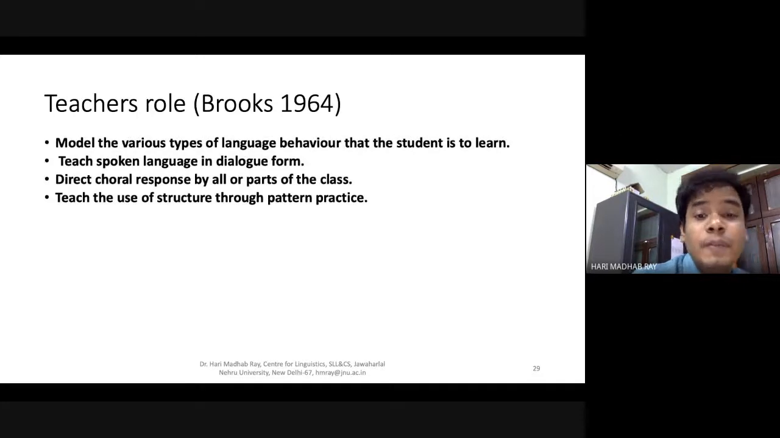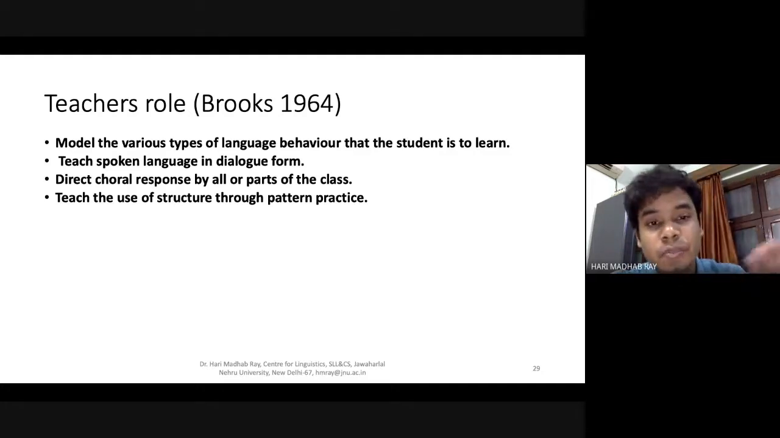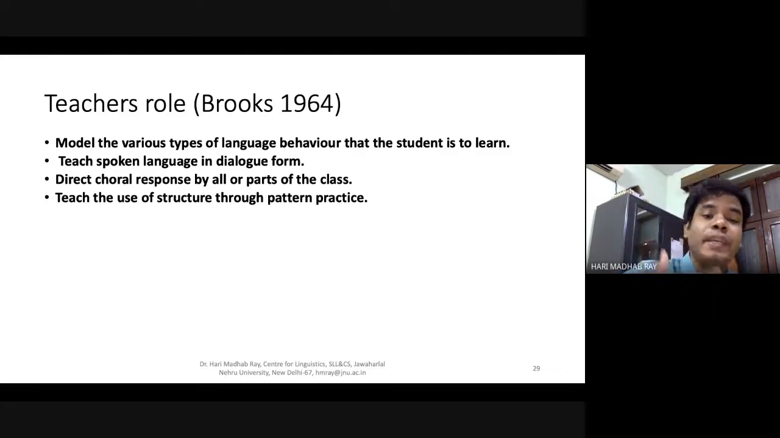Model the various types of language behavior that the student is to learn, because language is seen as a kind of behavior. Teach spoken language in dialogue form. Even the spoken language is taught in dialogue form. And direct choral response by all parts of the class. Choral response, remember. Let's say the teacher is saying something, and all of the students or learners in the class repeat after the teacher. So there's a choral response.